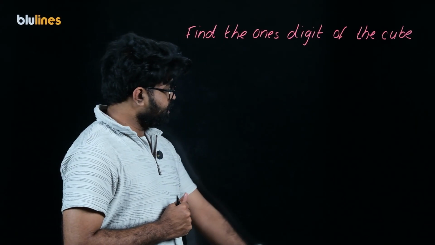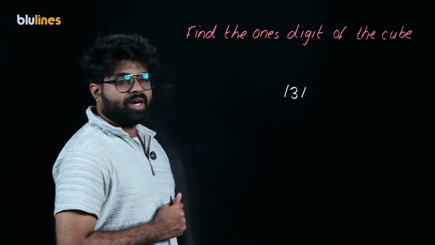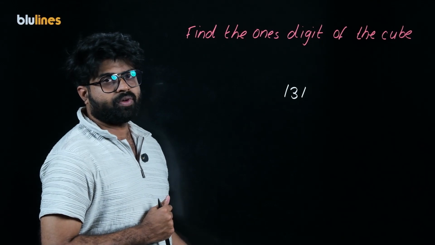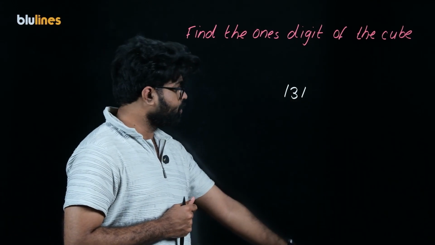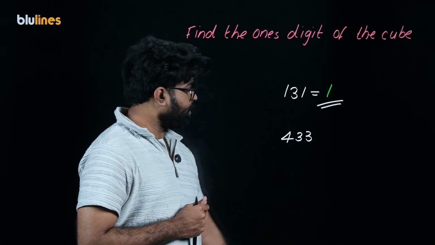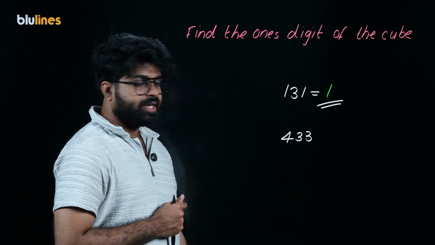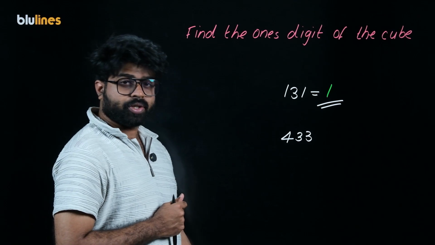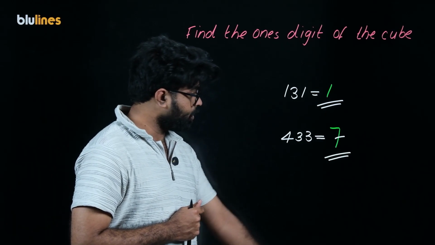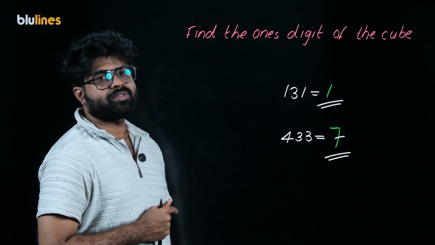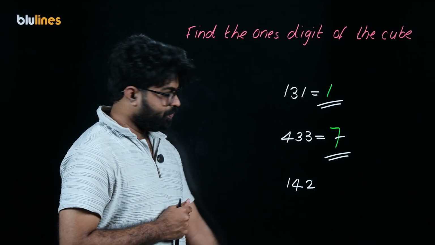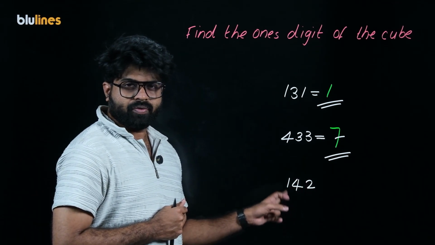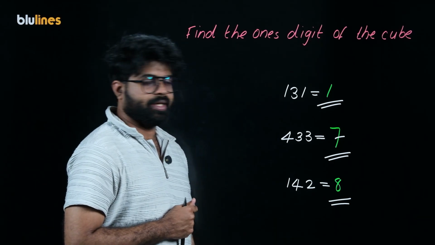Now find the ones digit of these cube numbers. The first one is 131. If we cube this, what is in the ones place? Here we have 1, so it must be 1. Next number, 433. The last digit is 3. If we cube 3, the answer is 27, so the units place will be 7. Here we have 142, ending in 2. If we cube 2, we get 8. So we have 8.